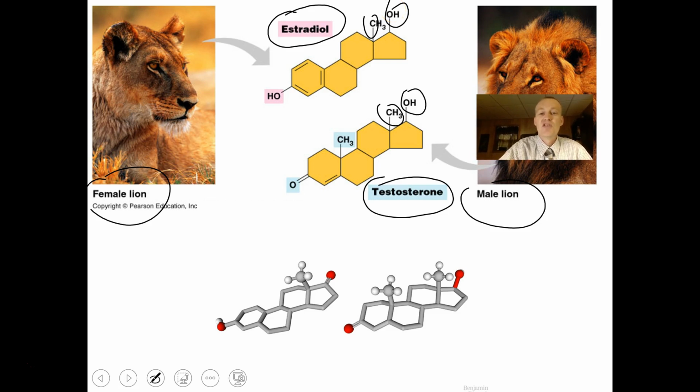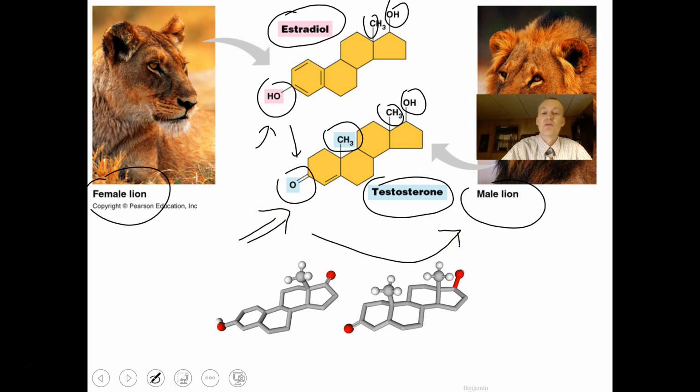But you can see there's a couple of differences. There's an extra methyl group here and a ketone group here. This has a hydroxyl group here. So just by having a few different functional groups, this hormone causes these animal cells to do something different than what this hormone does. These functional groups are very, very important.